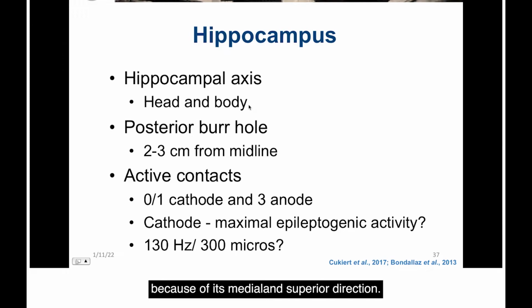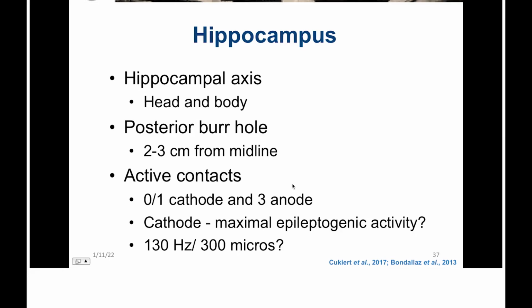The hippocampus is approached by a posterior burr hole that is generally 2 to 3 centimeters from the midline. And this is a bipolar stimulation. So the cathode is placed on the most anterior contacts, generally at the area of maximal epileptogenic activity, and the anode on the fourth contact.